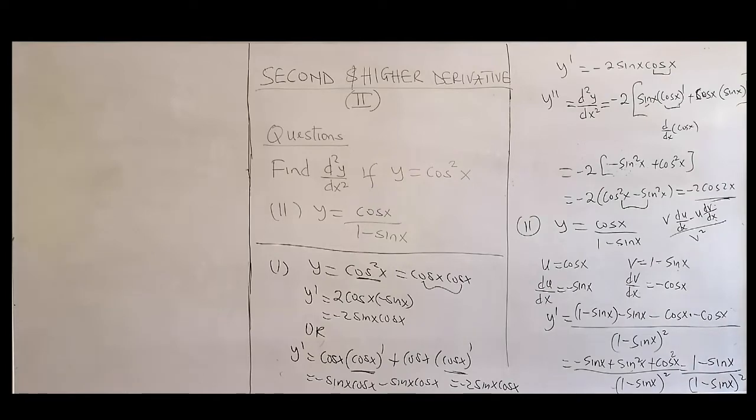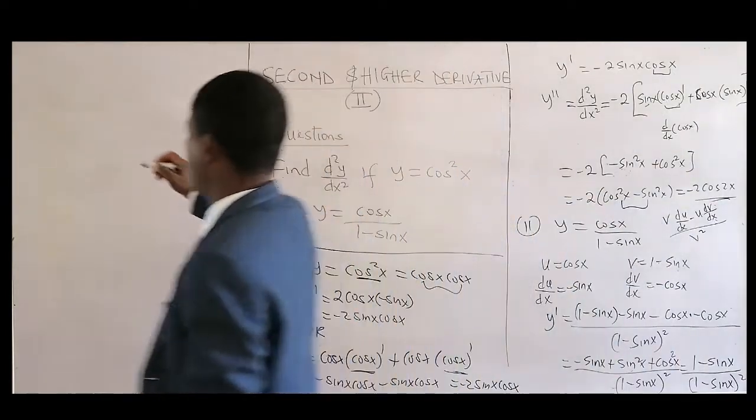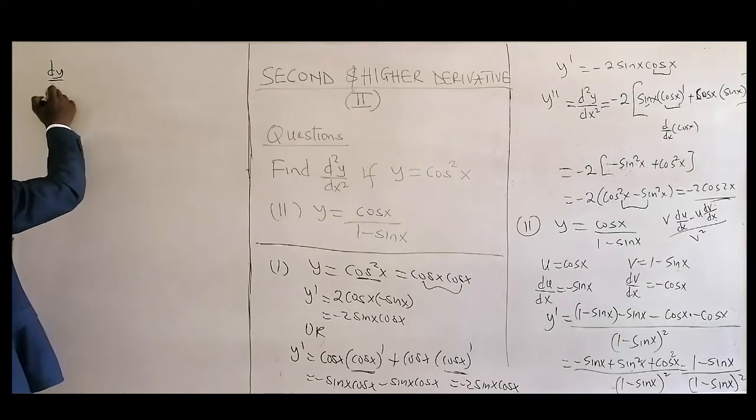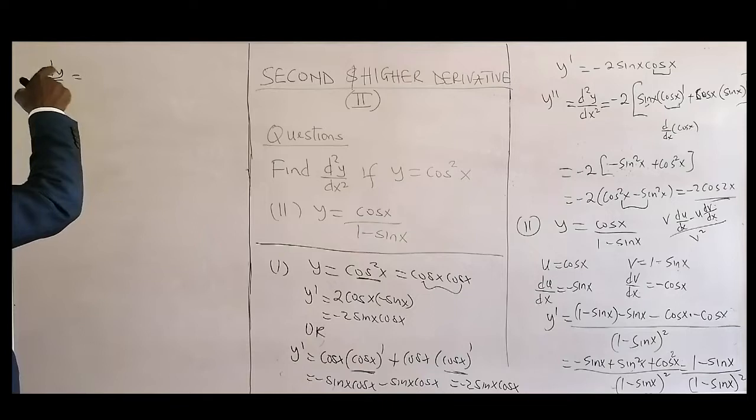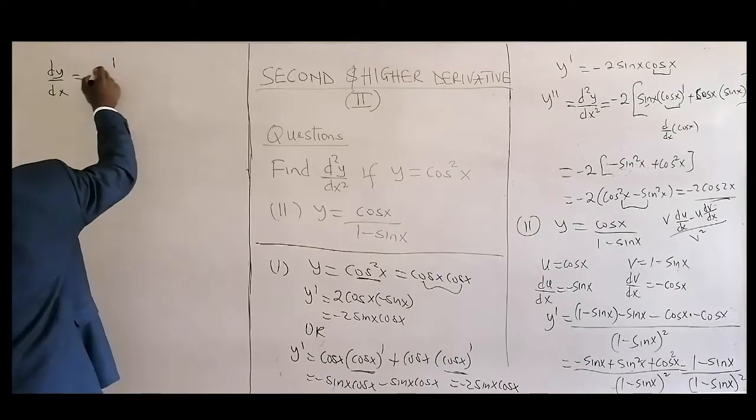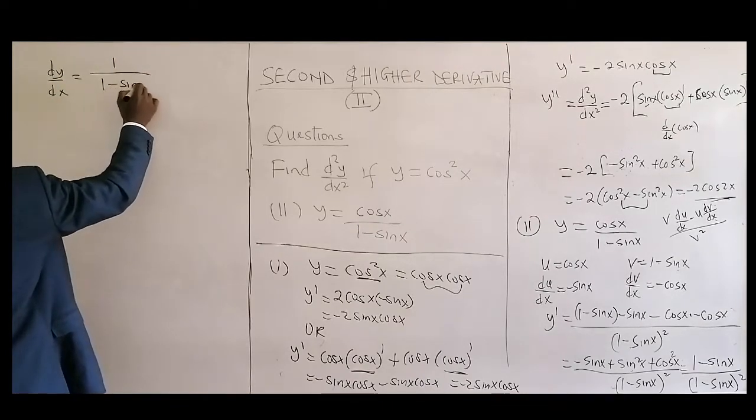So the 1 will cancel out. So we now have the first differential. We have the first differential as sin x and 1 minus sin x, and 1 minus sin x, they cancel out. We have 1 on top and we have 1 minus sin x at the bottom.